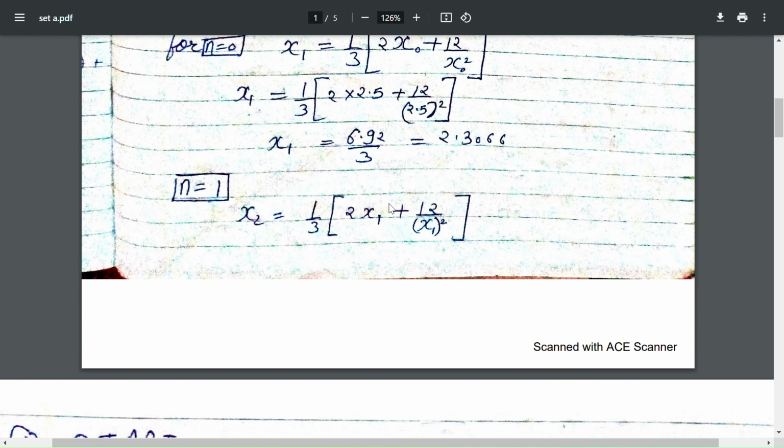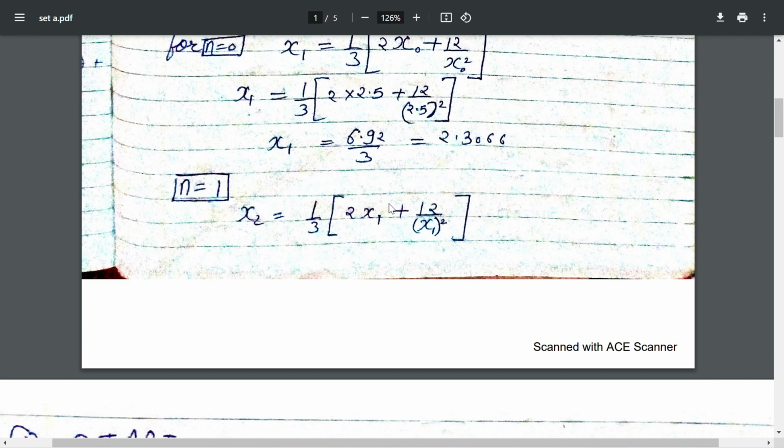Now, when we put n equals to 1 for second iteration, we get x2 equals to 1 by 3, 2x1 plus 12 divided by x1 whole square. On putting the values of x1, we get 6.868 divided by 3. On solving this, we get a value of x2 equals to 2.2894. Now, this is the approximate cube root of 12, 2.2894.